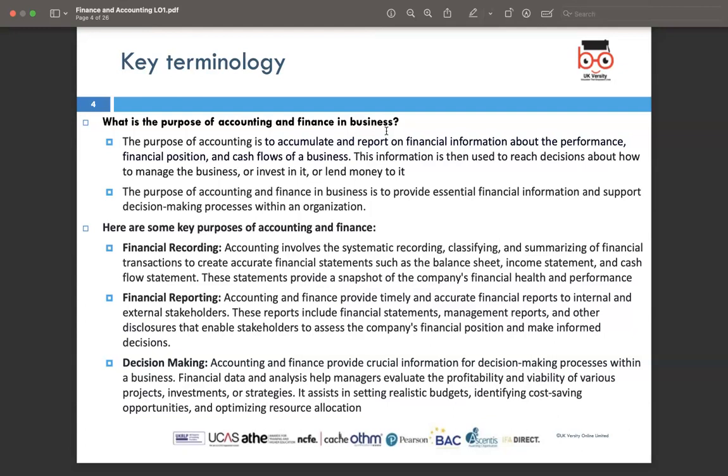Finance and accounting are critical disciplines that help individuals and organizations navigate the complex world of finance. They provide reliable financial information, ensure compliance with regulations, aid in planning and budgeting, evaluate investment opportunities, and manage cash flow effectively. By understanding these concepts, we can make better financial decisions and achieve our financial goals.